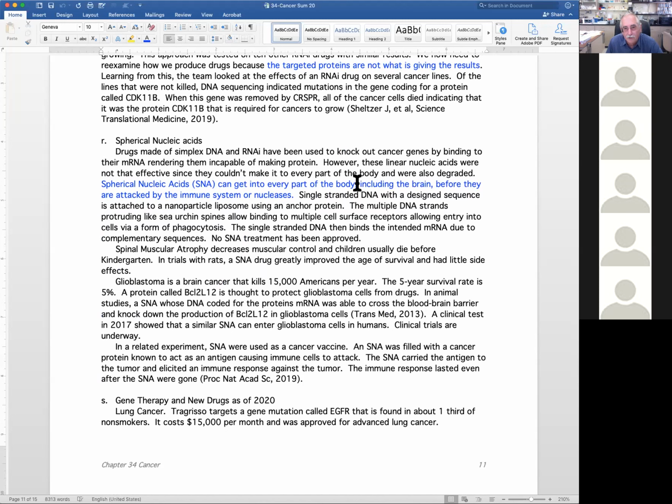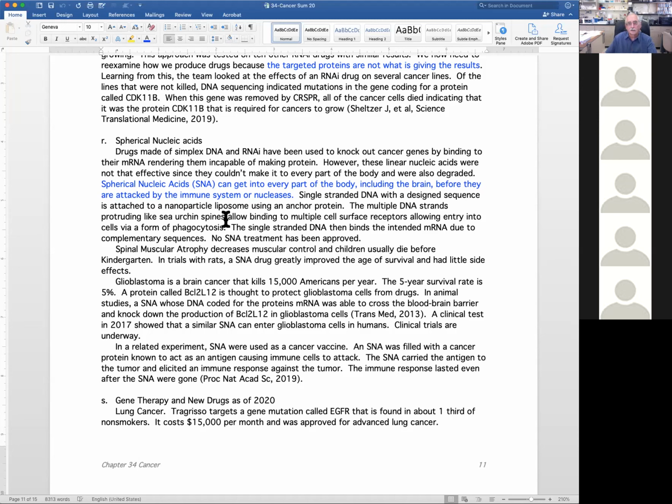It can get into every part of the body, including the brain, before it's attacked by the immune system or by nucleases. So they got single-stranded DNA designed. Its sequence is going to attack certain messenger RNAs, right? It's attached to a nanoparticle that's made up of a liposome. There's an anchor protein that anchors the DNA to the liposome. And the DNA strands kind of point out like a sea urchin spine. So it allows multiple cell surface receptors to bind to it.